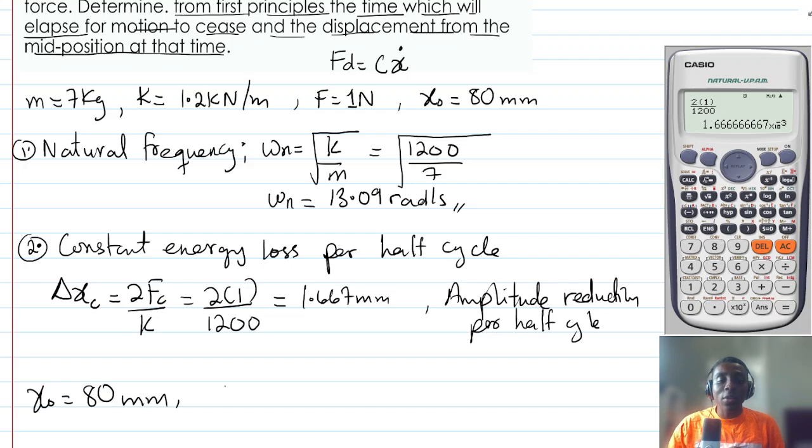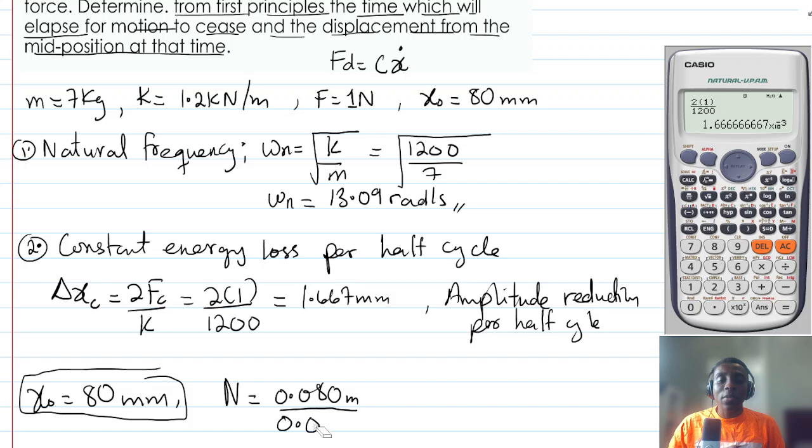So n will be given by the first one, which is 0.080 meters, millimeters, meters. Then I divide this, which is actually the same as the displacement. Okay, and then I'll divide this by the peak amplitude decrease, which is 1.667 times 10 to the power minus 3.